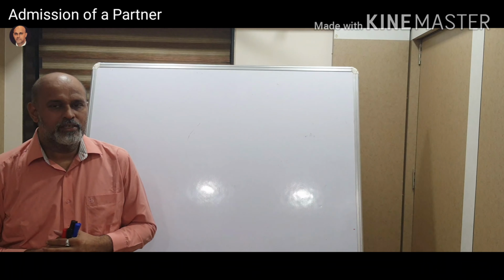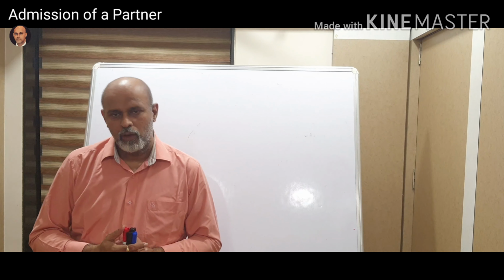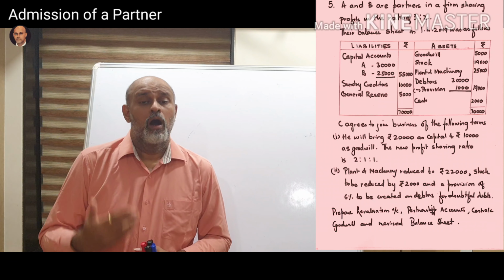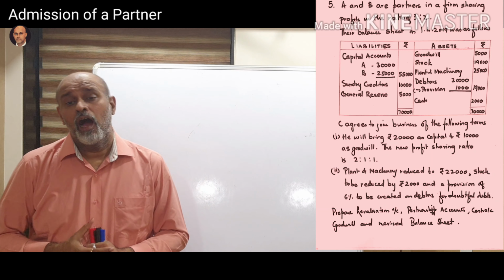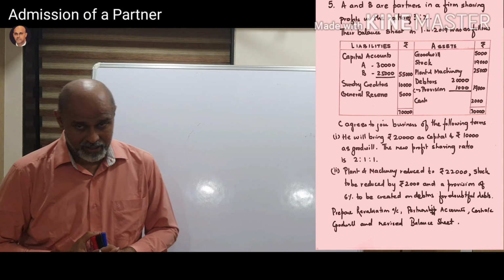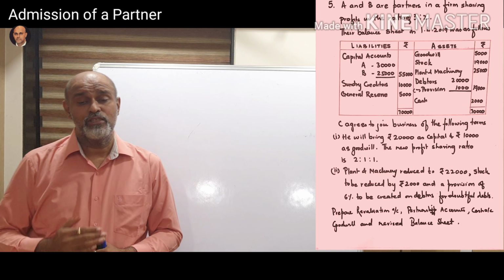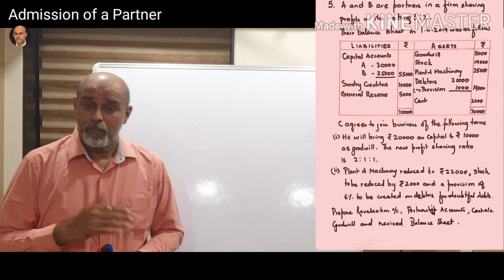Today I shall continue the chapter of admission of a partner and explain yet another sum with certain adjustments, because the main aim of solving an admission sum, which is usually an 8 marker in the board exams, would be gauging how you solve the adjustments correctly. So you have to be adept with the adjustments and see to it that the adjustments are done properly.